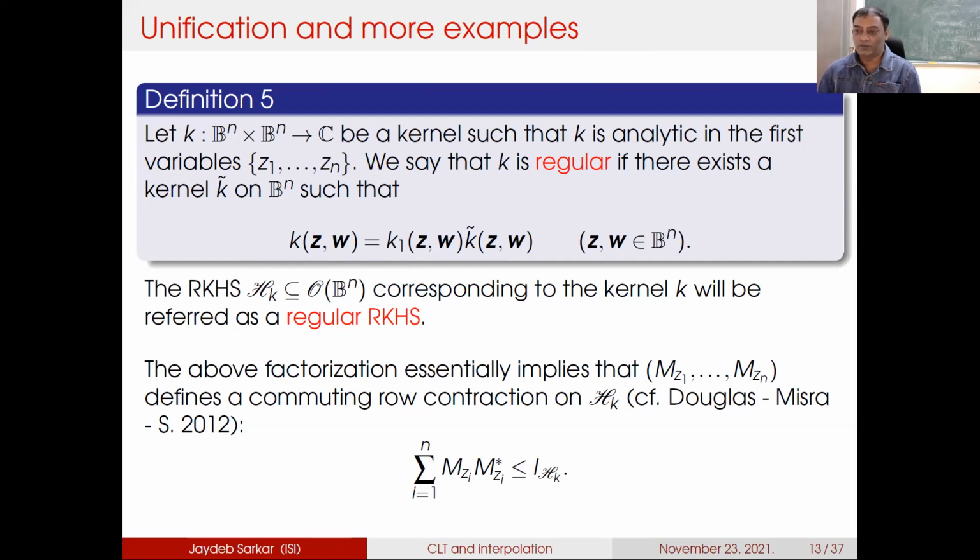Example of row contraction, for instance. This idea was there, but I think it was also clarified in a different way from the module point of view in one of my papers with Douglas and Misra back in 2012. So if you have a regular reproducing kernel Hilbert space, then the n-tuple of multiplication operators gives you a row contraction.